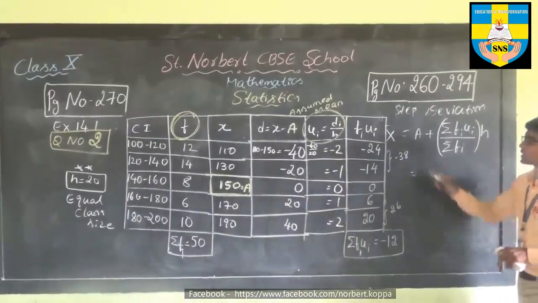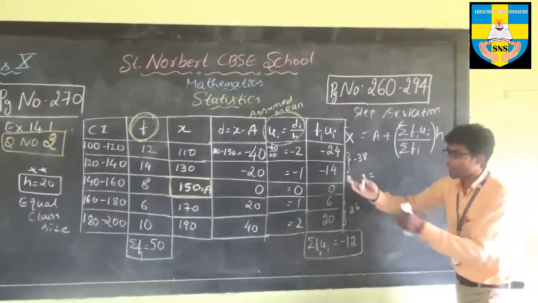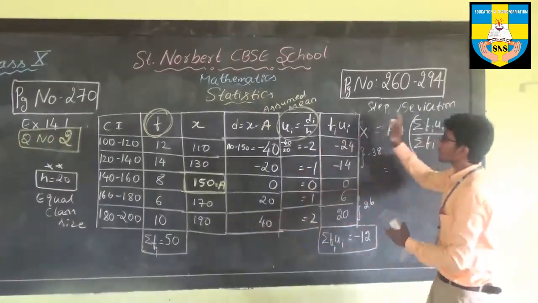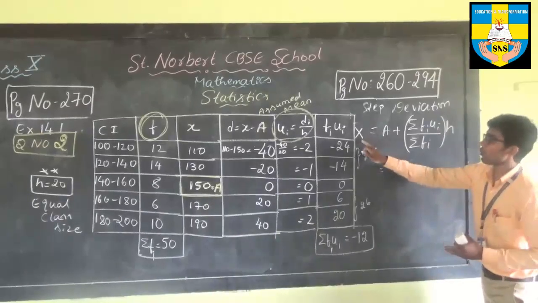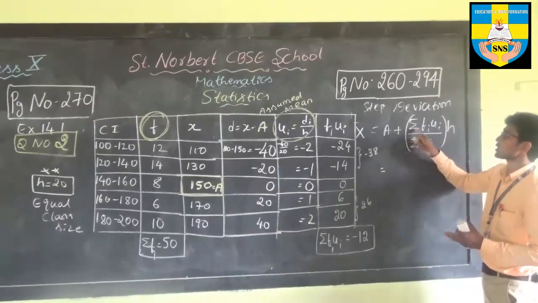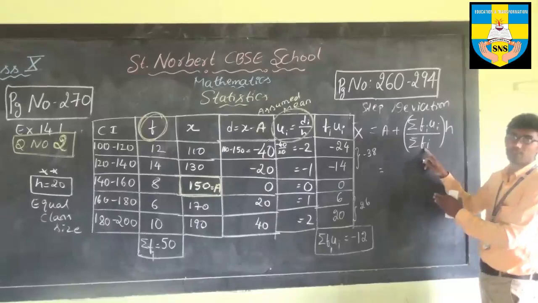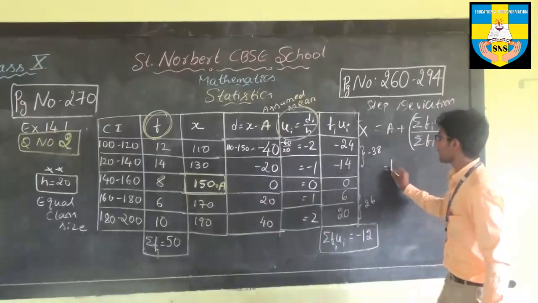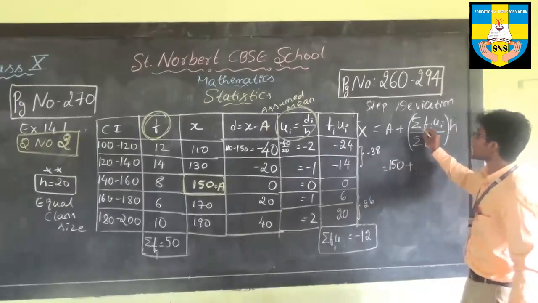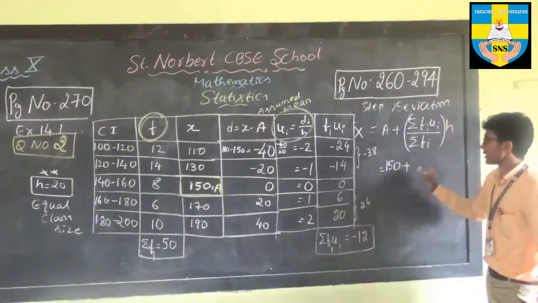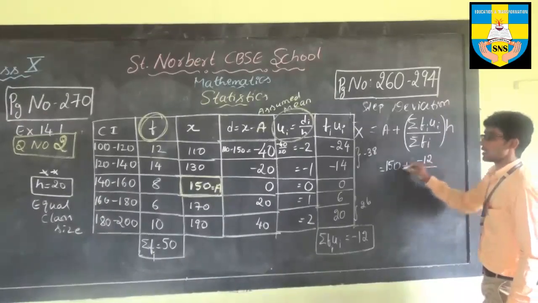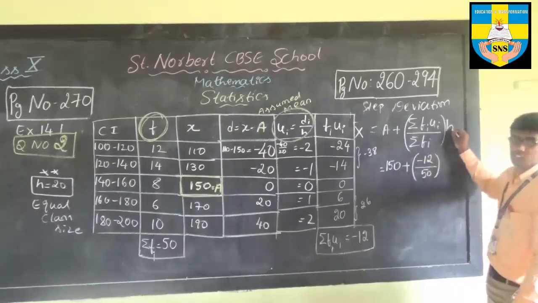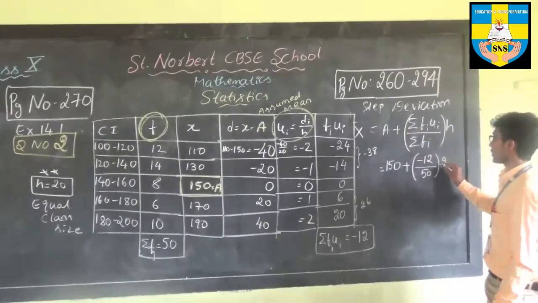Now, last few more steps. Step deviation, I want mean. Just having this table is not enough. By using the table, we can substitute the information in the formula. Formula is x bar is equal to a plus summation of f5 uy divided by summation of f5. Now, what is the value of a? A is 150. What is the value of summation of f5 uy? That is nothing but minus 12. Summation of f5 50 into h. h is 20 in this problem.